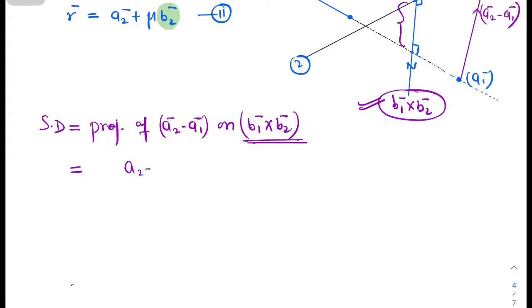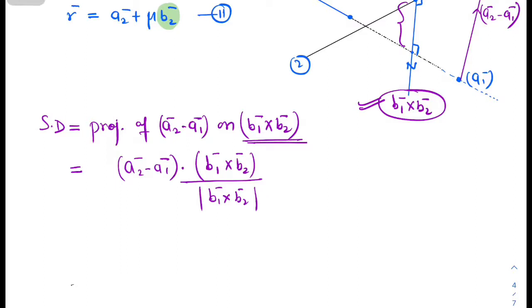Projection on what, b1 cross b2. So I can write this dot product like this. The unit vector of what we are taking the projection upon, b1 cross b2, right? So we will have to take the dot product of a2 minus a1 with the unit vector in the direction of b1 cross b2, and the unit vector of any vector we can get by dividing that vector by its magnitude only. Okay, so this is the formula for shortest distance.